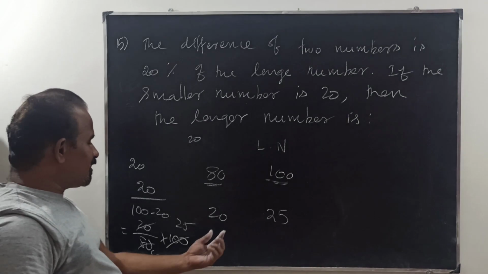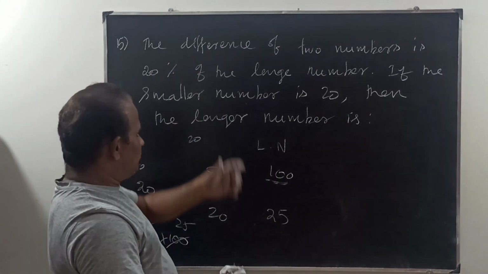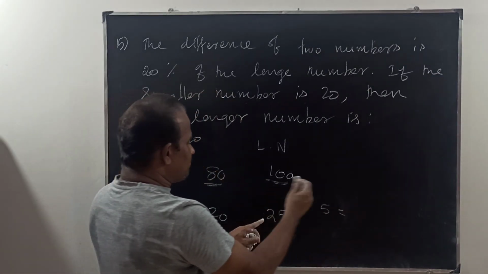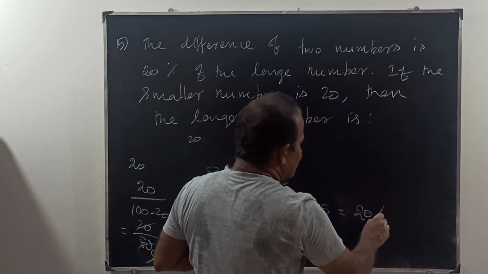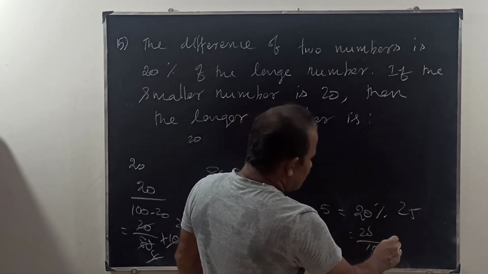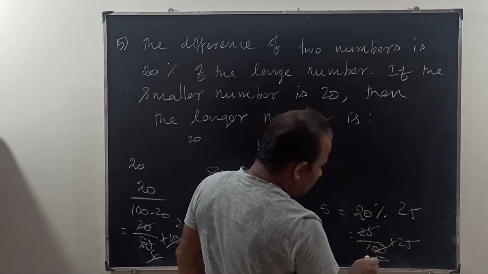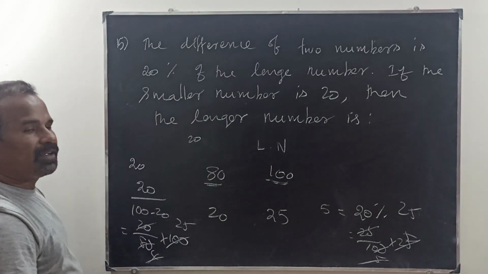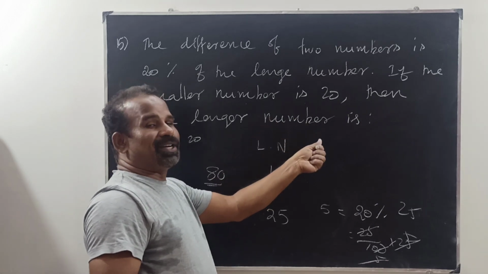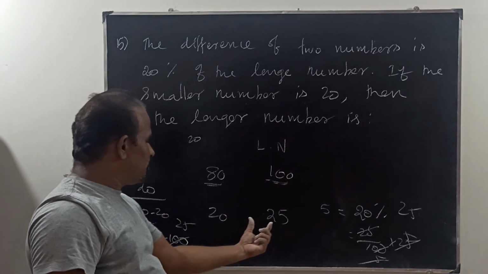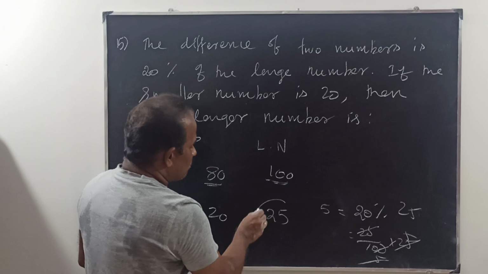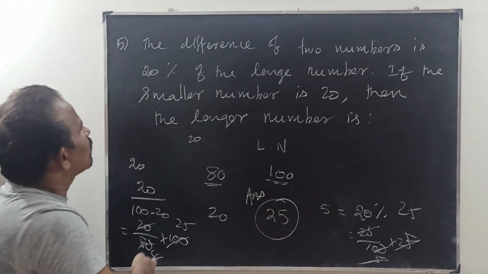Or otherwise, what is the difference? The difference of two numbers is 5. This 5 is 20% of the larger number, 25. Is it right or not? So this is equal to 20 divided by 100 into 25, which is 5. Therefore this is 20% less, so how much percentage bigger? Definitely we can use this, therefore 25. The answer for this question is 25. Okay, so thank you.